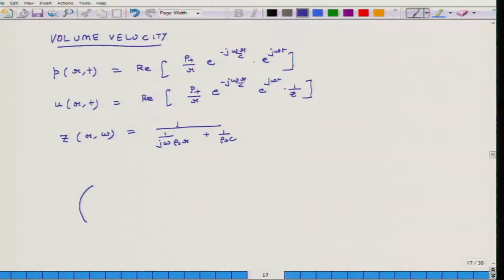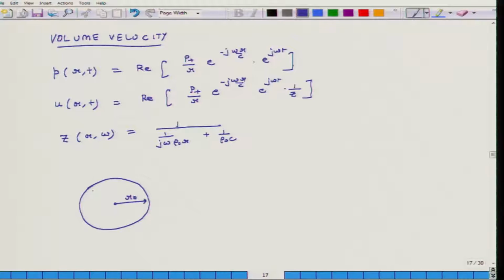Consider a sphere of radius r naught, and this sphere is emitting sound. It is uniformly expanding and uniformly contracting, and we are interested to find out its volume velocity. So, this is A, this is B, this is equation C.